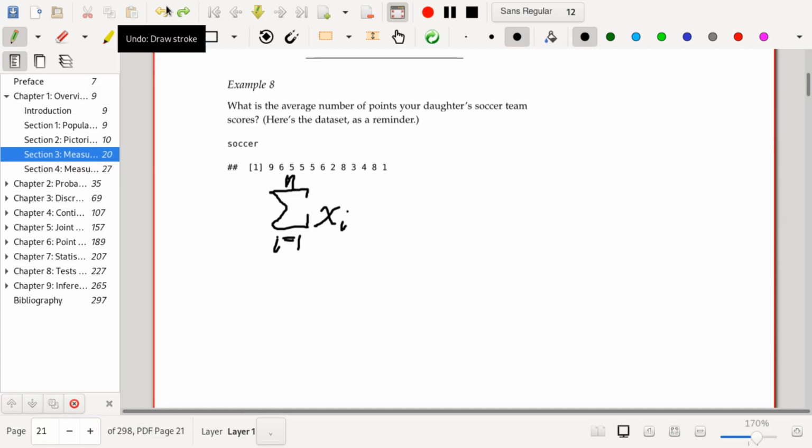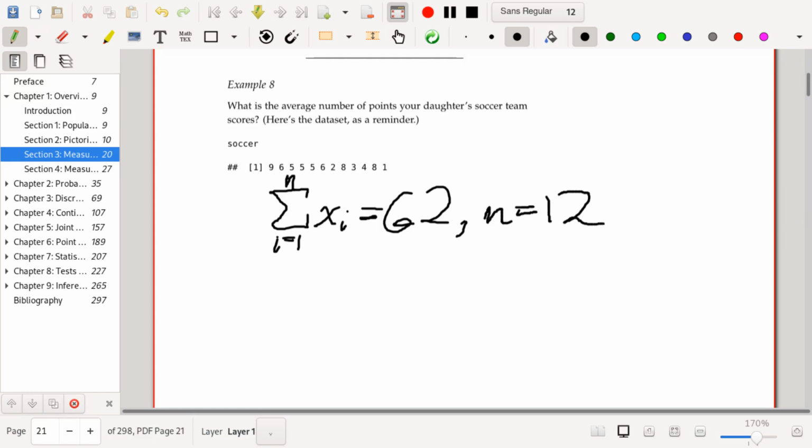Alright, so I actually have something written down. I have 62. I think I might have missed something in that count, but it's going to add up to 62. Okay, so just take my word for it. So this adds up to 62. N is equal to 12. So the sample size is equal to 12.